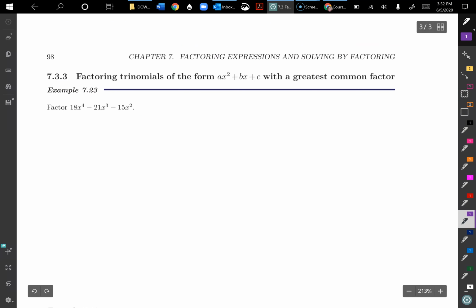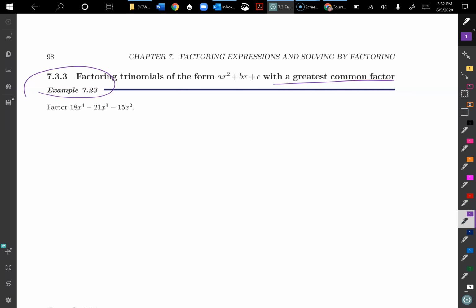I'm going to do just example 7.23. So that's on page 98. If you want to try that one on your own, the trick is you need to factor out a greatest common factor first. So you always want to look at that. Do that and then factor the trinomial that's left. Try using trial and error. So pause the video, try doing that. But just follow along with me if you're not sure at all or you want to do it in stages. So I'm just going to read the problem before you pause.